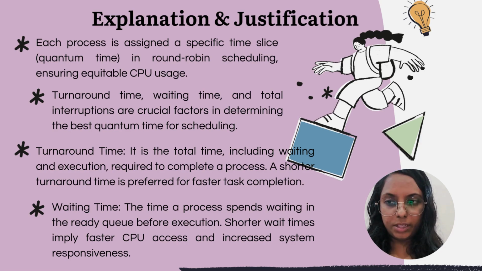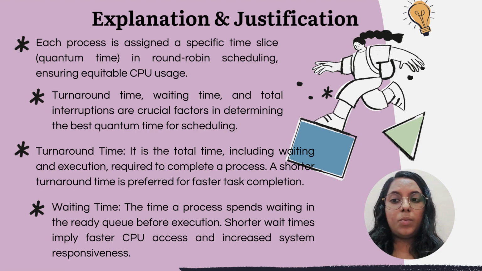Each process is assigned a specific time slice, which is the quantum time in round-robin scheduling, ensuring equal CPU usage. So the turnaround time, waiting time, and the total interruptions are crucial factors in determining the best quantum time for scheduling. The turnaround time is the total time, including the waiting and execution, required to complete a process. A shorter turnaround time is preferred for faster task completion, whereas waiting time is the time a process spends waiting in the ready queue before execution. Shorter waiting times imply faster CPU access and increased system responsiveness.